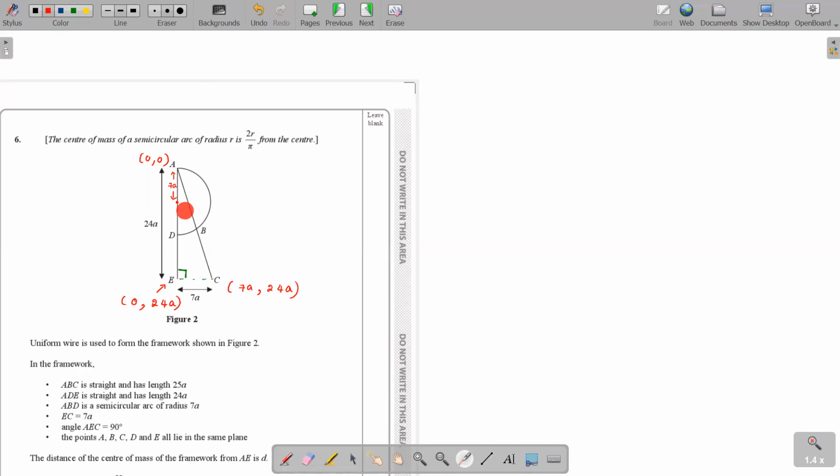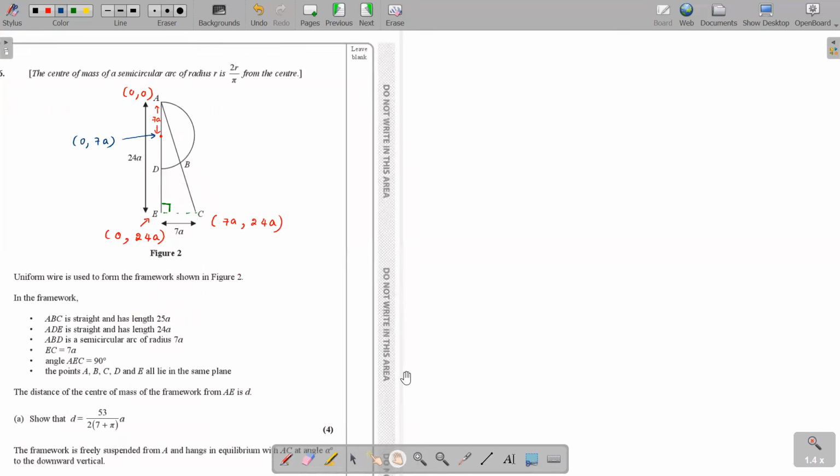And what about the center? The center coordinates of the semicircle? The x coordinate is 0, y coordinate is 7A. Is that okay? Right. So now I have most of my major coordinates. Now it's time to take the mass and the center of mass. Okay. So in a wire, the mass is proportional to what? The length. Okay. Let's start with the AD wire. So not the AD. We'll directly take the AE wire.